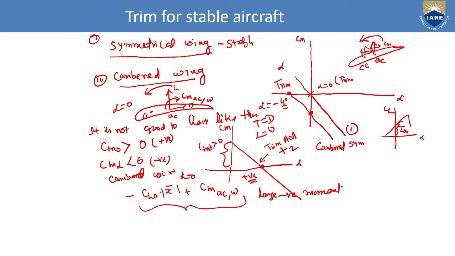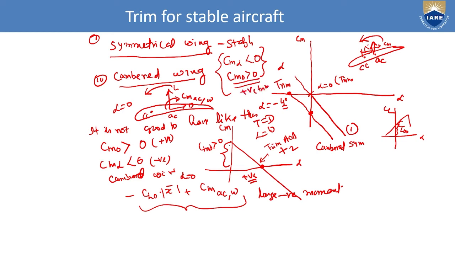So we try to make that. Here 2 points are considered for aircraft longitudinal static stability. First case, Cm alpha should be less than 0 and Cm naught should be greater than 0, and this Cm naught is required. Why? Because we want a positive trim.